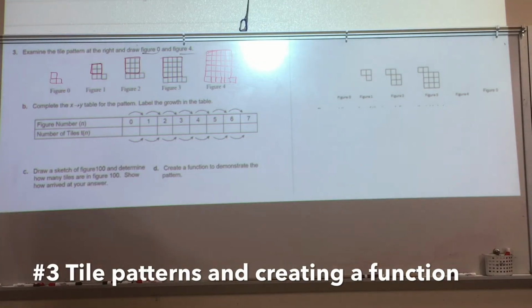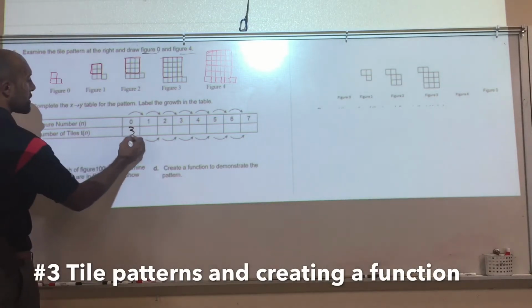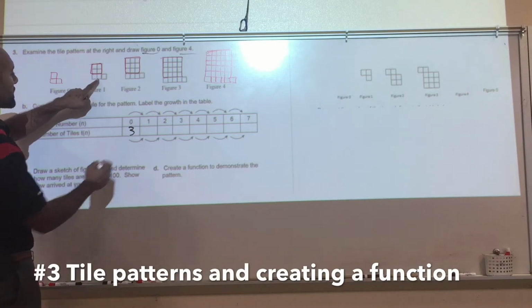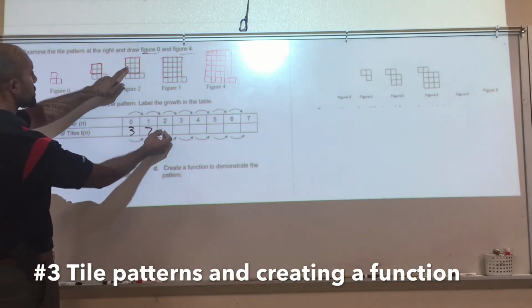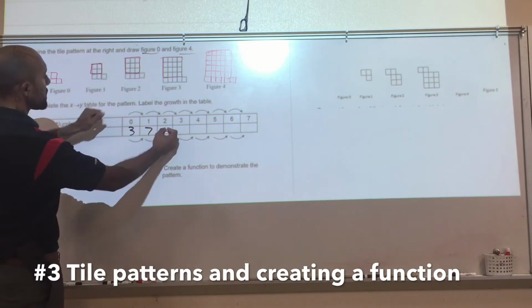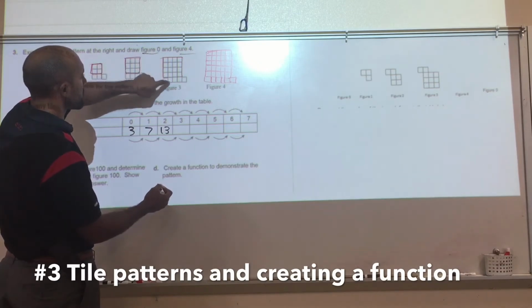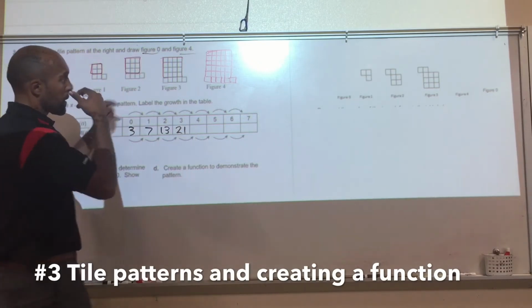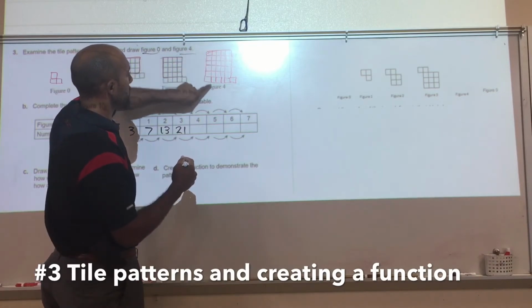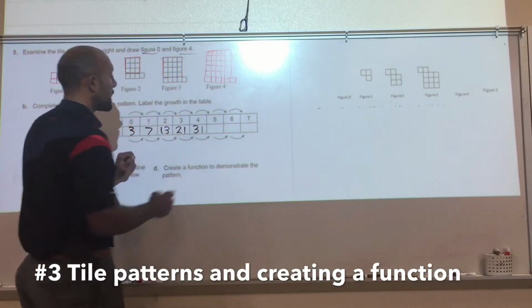All right, so now the question is, draw a sketch of figure 100 and determine how many tiles are in figure 100. Well, I'm sorry, we've got to do the table first. Figure 0 is 3. Then figure 1 has 7. And then figure 2 has, let's see, 13. Then I'm counting this one. This has 16 here plus 5, so that's 21. Then this has 5 by 5, which is 25, plus the 6 on the bottom, which would be 31.